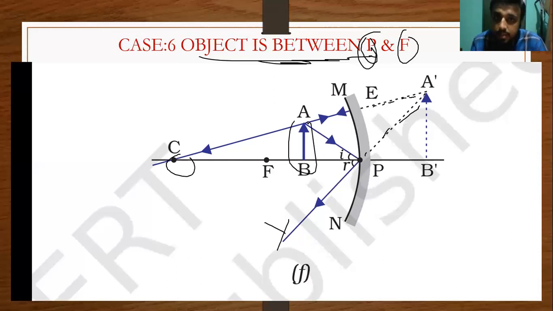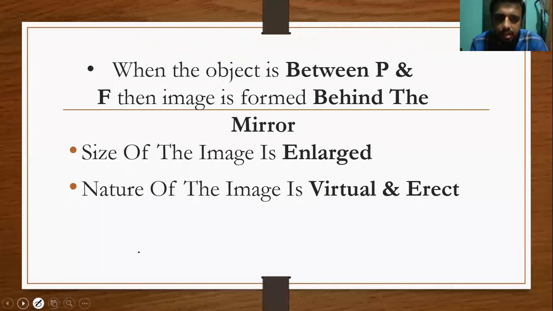As you can see, the size of the image is very enlarged and erect. When the object is between P and F, the image is formed behind the mirror. The size of the image is enlarged. Nature of the image is virtual and erect.